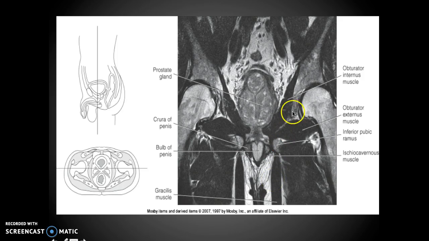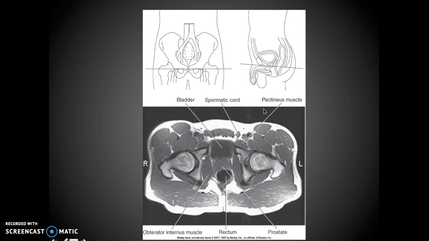I have better pictures to explain that. So obturator internus, obturator externus. This is your inferior pubic ramus. I want you to know the bulb of your penis and the crura of your penis and the prostate gland up here. So the bladder, this is your spermatic cord on either side of the rectus abdominis.